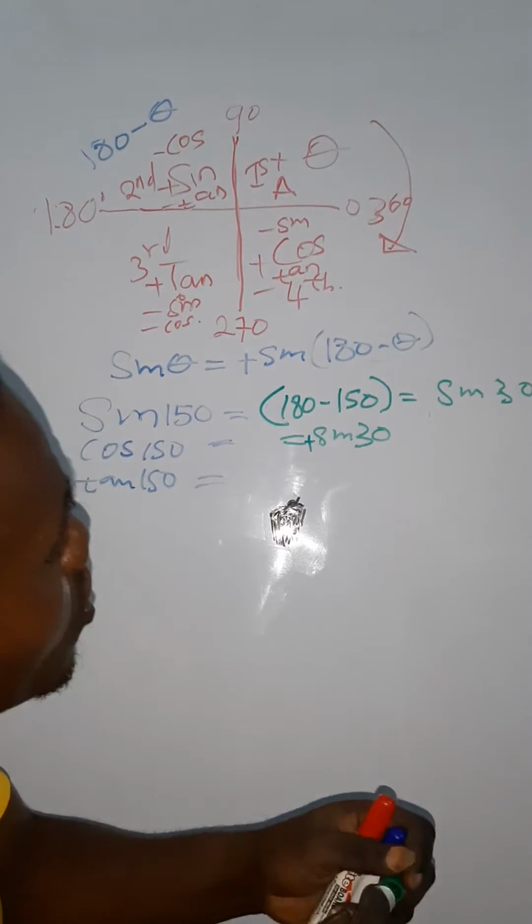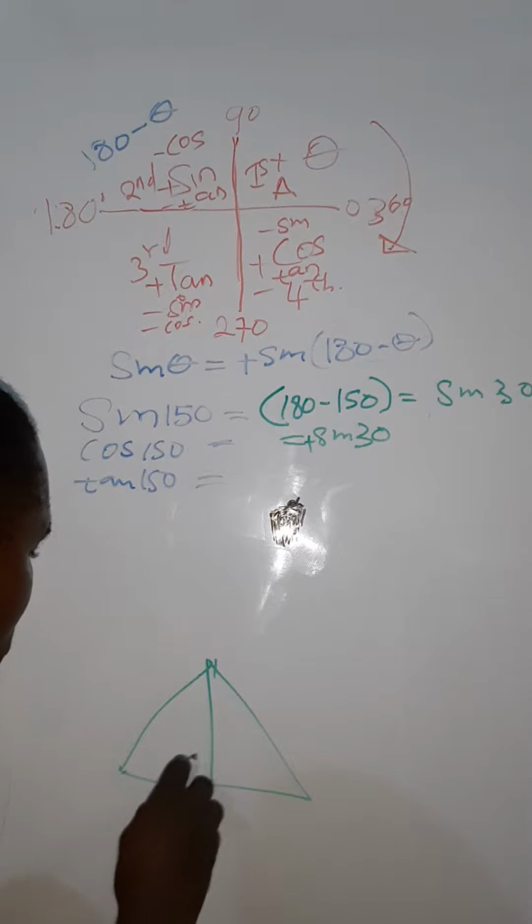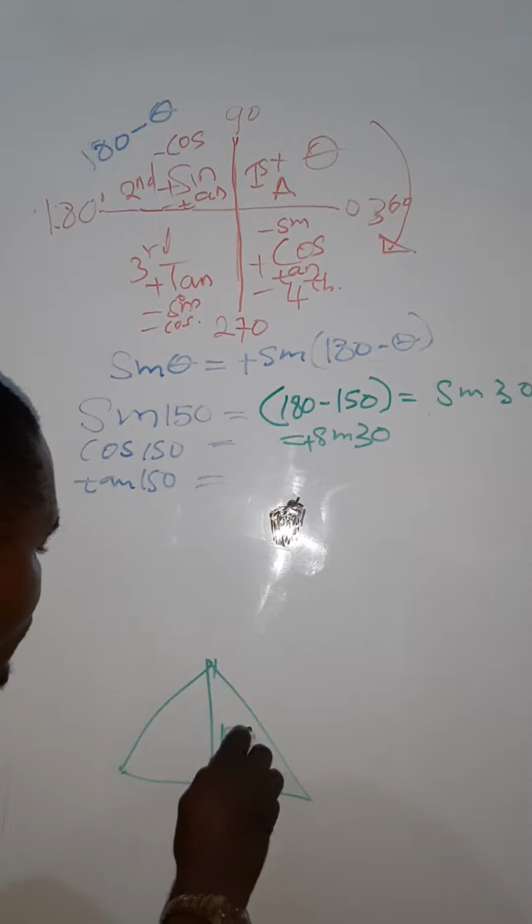And I already know what sine 30 is. So you can quickly draw your triangle also, which says that here is 1, 1. You have root 3 here.